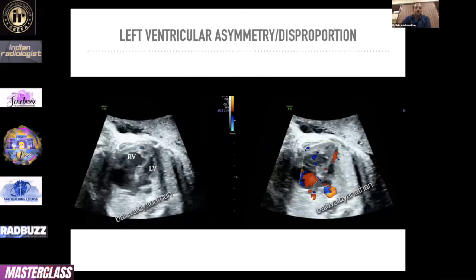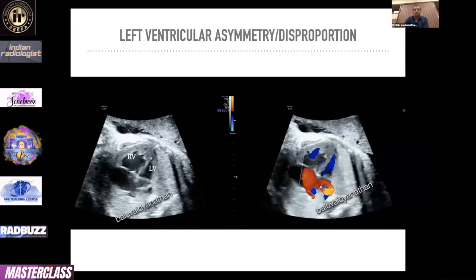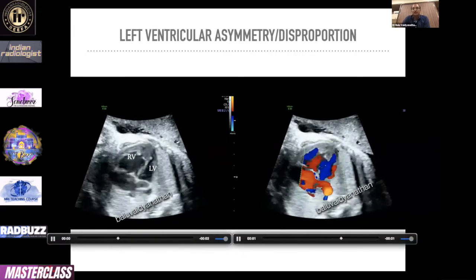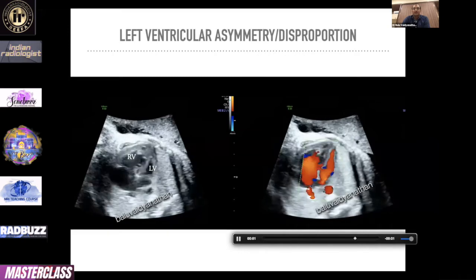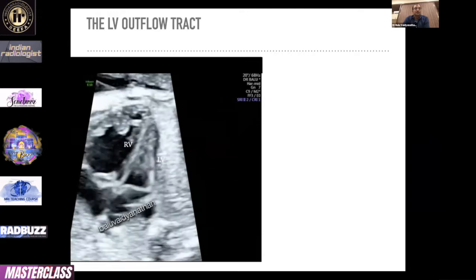Now I would like your attention on the third group of conditions, which is left ventricular asymmetry or disproportion. Here you see very clearly that the LV looks smaller compared to the RV, but it is reaching almost till the apex. And now when I put the color on, you see that there is a pretty decent LV inflow as well. So this is the very good four-chamber view.